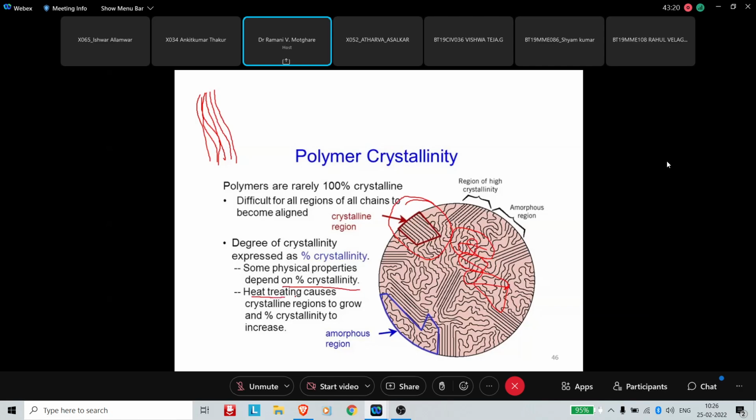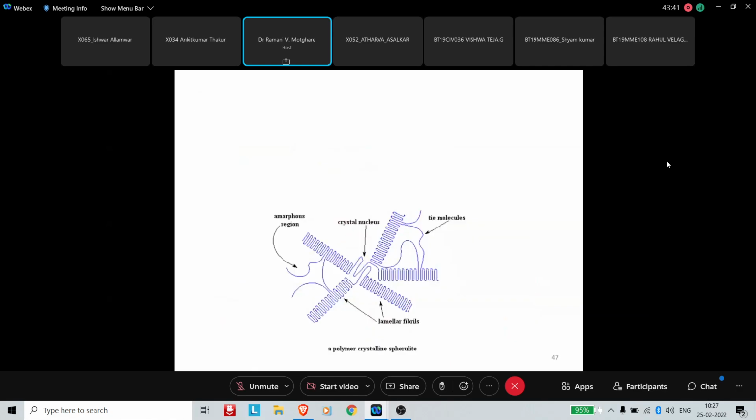So heat treatment causes the crystalline region to grow. Just like you give annealing to a metal, the polymers are given some heat treatment so that the crystallinity increases, or the percentage crystallinity in that polymer increases. And depending on where you are using it, it is then treated.